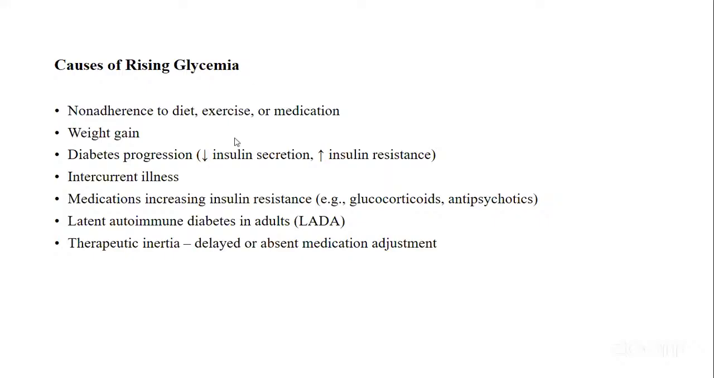These are the causes of rising glycemia: non-adherence to diet, exercise or medication, weight gain, diabetes progression, intercurrent illness, medication increasing insulin resistance like glucocorticoids or atypical antipsychotics, and in another case, incidence of type 1 DM like latent autoimmune diabetes in adults, and the other is delayed or absent medication adjustment.